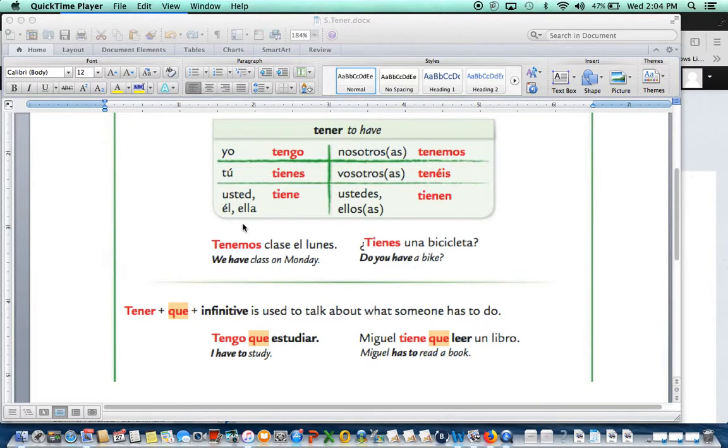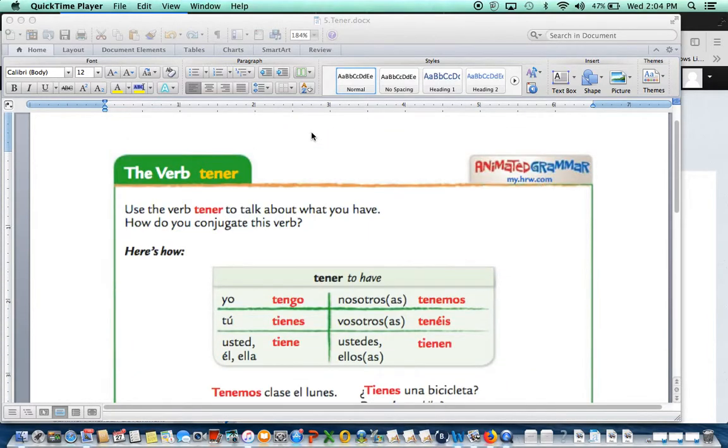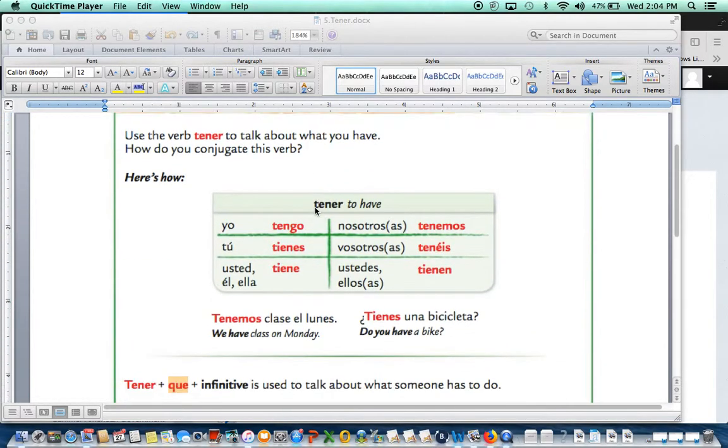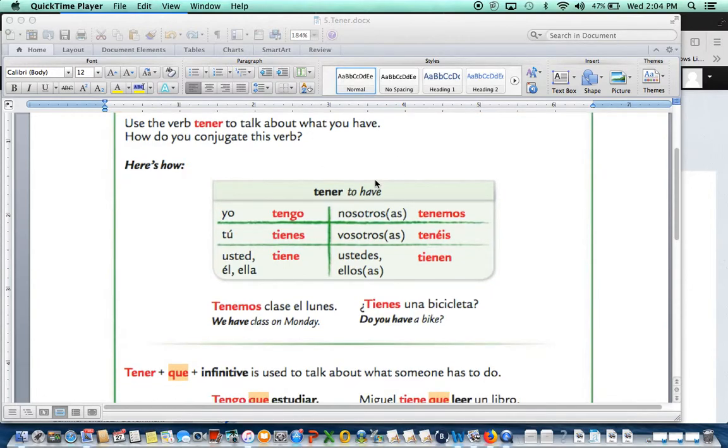Hola! So today we're going to learn about el verbo, the verb tener. Tener, right here. Tener means to have, it's right here, and this is how you conjugate the verb tener. Remember, conjugation is when the verb, the infinitive, tener, this is the infinitive, changes for each person, all right?